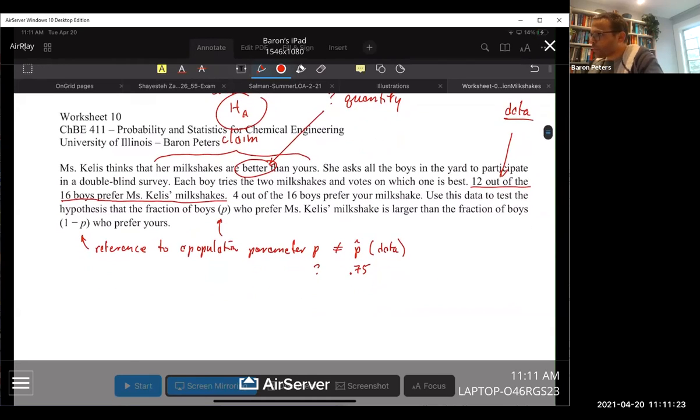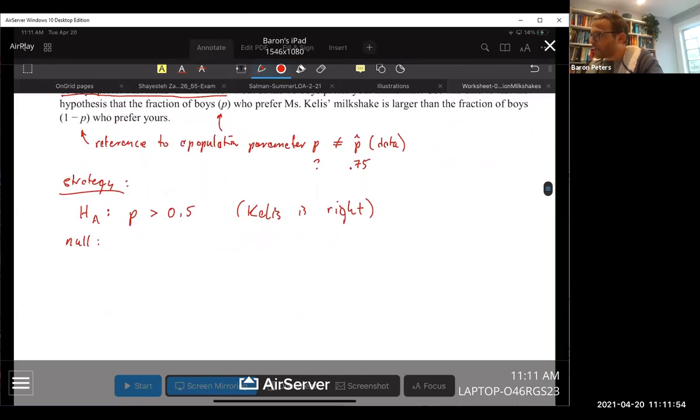Here's what we're going to do. Our strategy: it's always useful to write down the thing that you want to show. We want to show that this population parameter is greater than 0.5. For anything greater than 0.5, Miss Keyless is right. Now the null hypothesis follows directly from HA. The null hypothesis is everything else. If the null is true, then Miss Keyless is wrong.